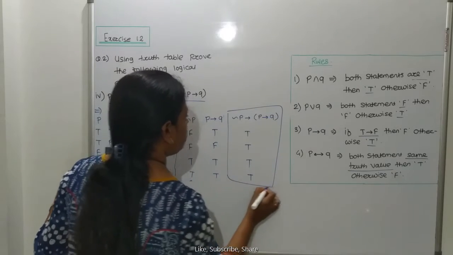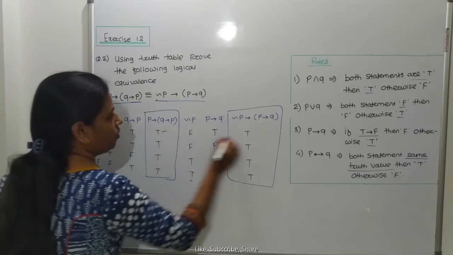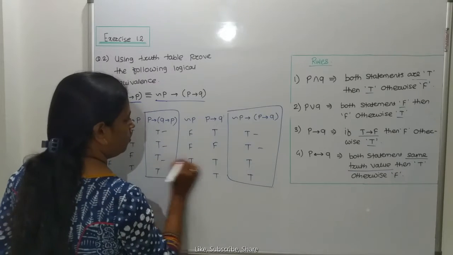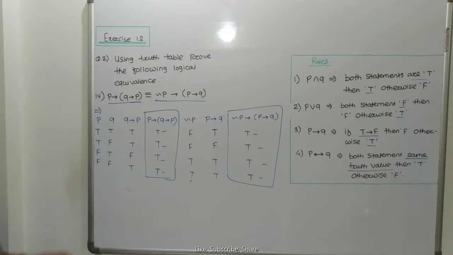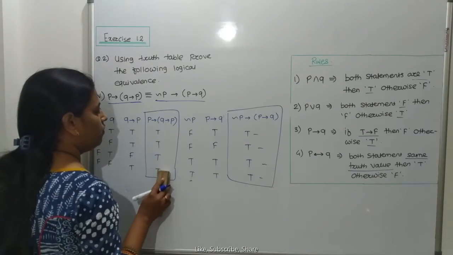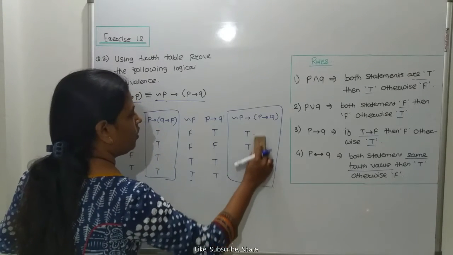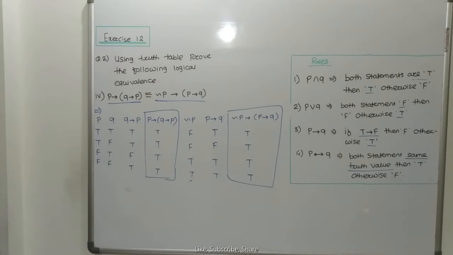So just observe these 2 columns. What we have to do? True, true, true, true, true, true. It means all the truth values of these two statements are equivalent. Therefore, we have constructed a truth table of this statement. If you want to write this, take the screenshot of it. Now, next we have to solve question number 5.